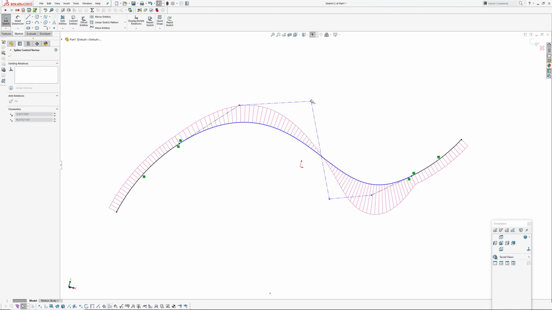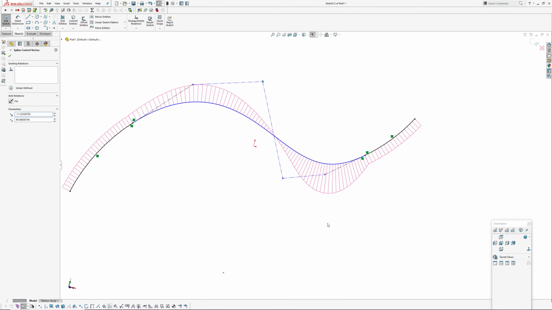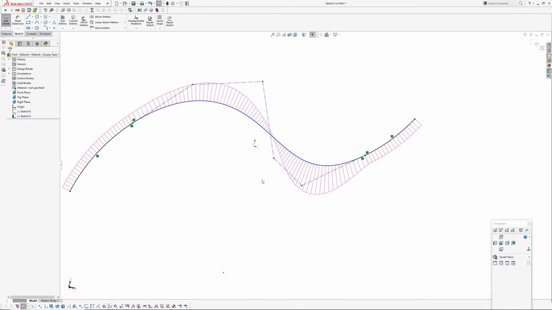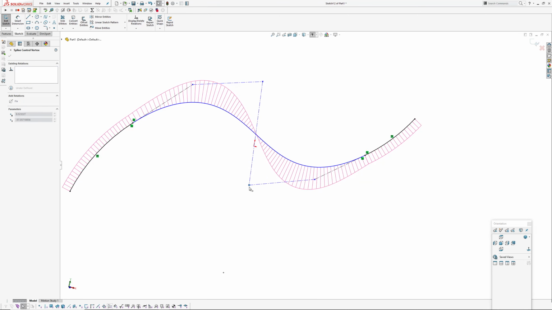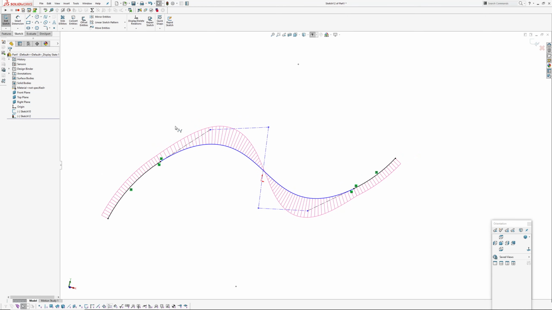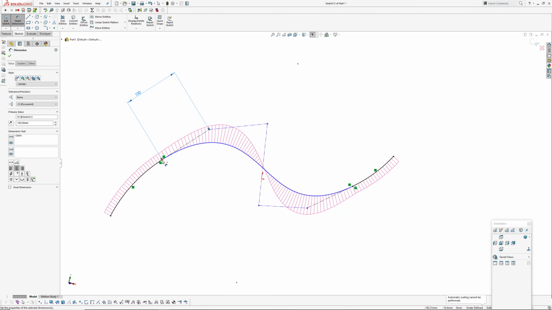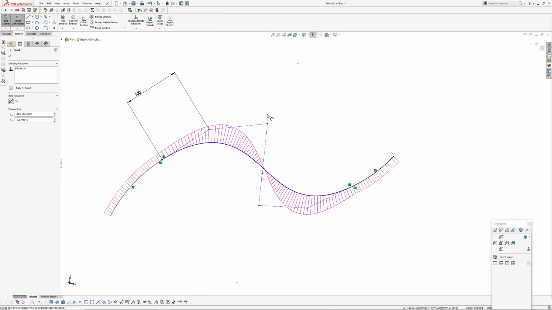Okay, so as I was saying, if you move the curvature point, the tangent point will move accordingly to retain the curvature constraint there. So when I'm using splines like this, I like to drag it out roughly, and then dimension from the end point to the tangent and the curvature point.